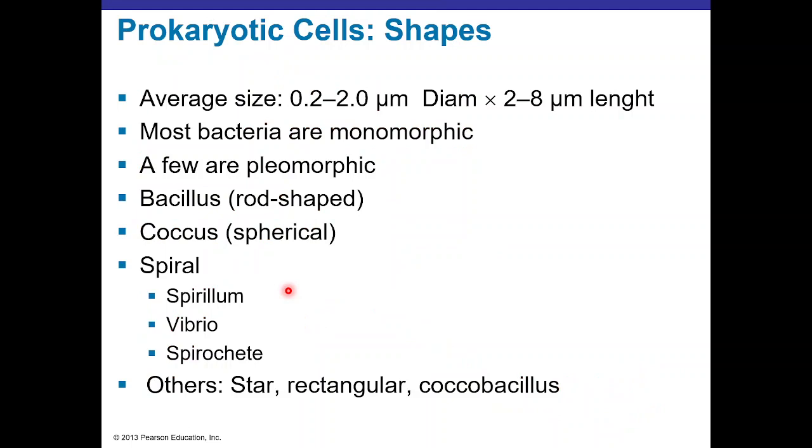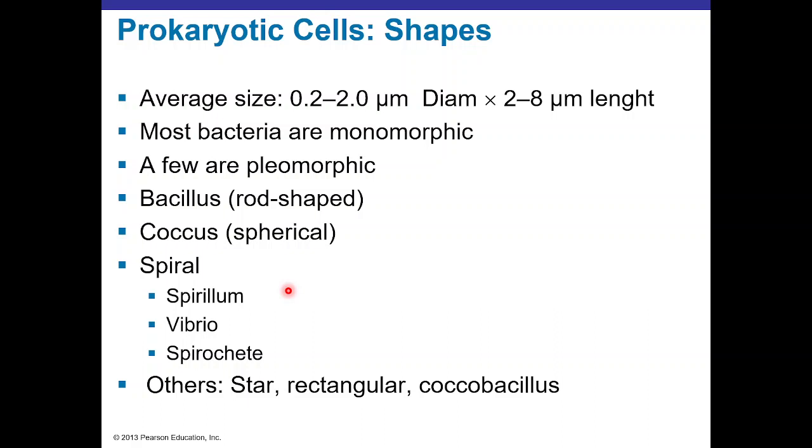So now let's talk about the shapes of prokaryotic cells. Prokaryotic cells have an average size of between 0.2 to 2 micrometers in diameter by 2 to 8 micrometers in length. Most bacteria have a single shape. They are called monomorphic. A few of them, like Rhizobium, can have more than one shape. These are pleomorphic.